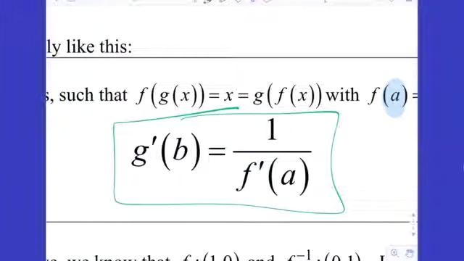We don't need to be able to find the equation of the inverse function to be able to find the slope of that graph at a point. All we need to know is what the corresponding point is. Okay? So this gives us kind of a backdoor approach, a sneaky way to get into the inverse club without being able to find the equation of the inverse.